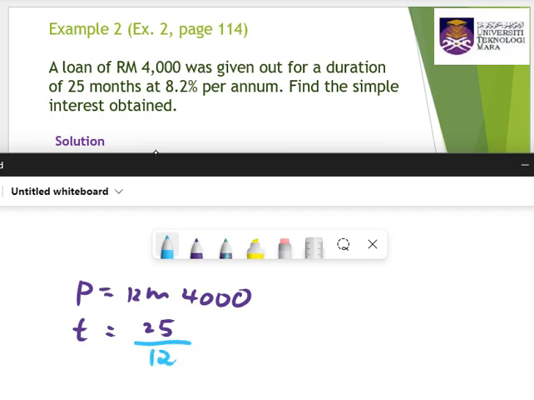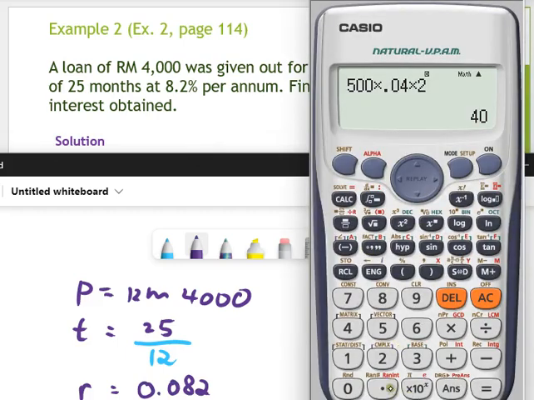Just remain in fraction, it's not a problem. Later on you have 8.2%, so that is the R. 8.2% is actually 0.082. If you have doubt on that, just use your calculator: 8.2 divided by 100, so you have 0.082.